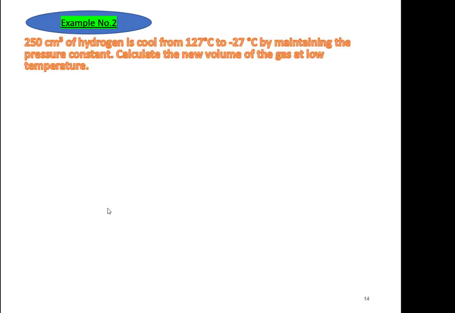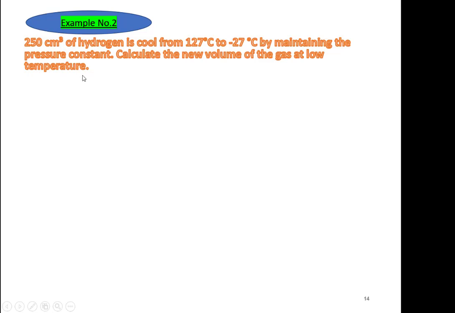Now there is example number 2 in your book. Let's see the statement first. What is example number 2? The statement is: 250 cubic centimeter of hydrogen is cooled from 127 degrees centigrade to minus 27 degrees centigrade by maintaining the pressure constant. Calculate the new volume of the gas at low temperature.